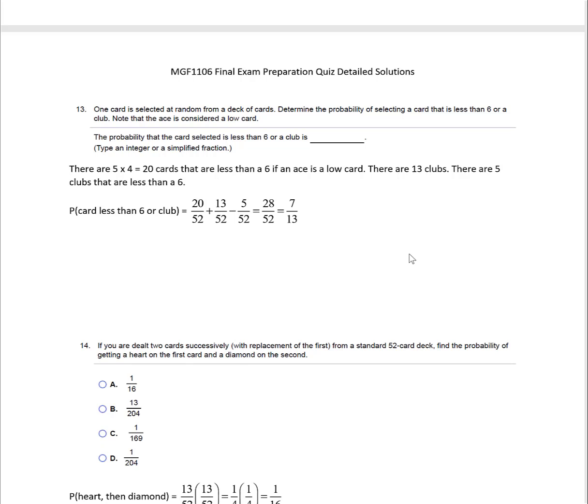For each suit, there are 5 cards that are less than 6 if the ace is the low card. So we have the ace, 2, 3, 4, and 5. That's 5 cards, and there are 4 suits, so 20 cards altogether less than a 6. And there are 13 clubs. But in addition, there are 5 clubs that are less than a 6.